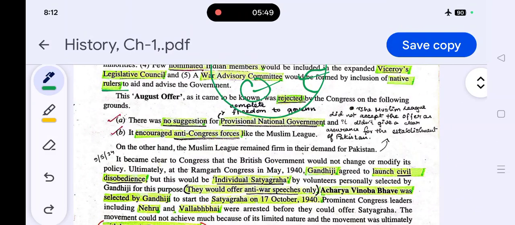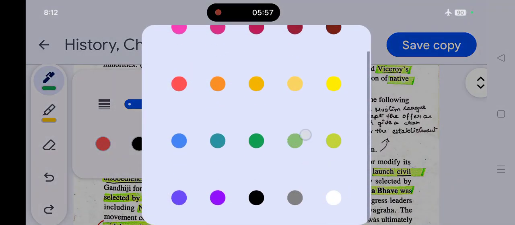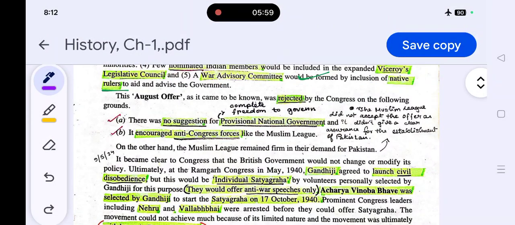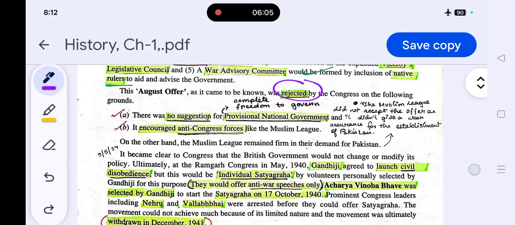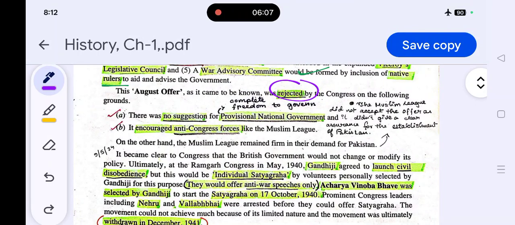This August offer, as it came to be known, was rejected by the Congress on the following grounds. As we know, this was not accepted by the Congress, so it was rejected. Now, why was it rejected? We will come to know. If we think ourselves about why the Congress would reject it, we already know the answers.